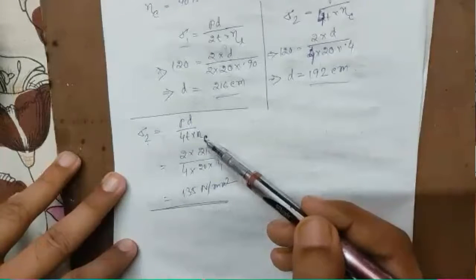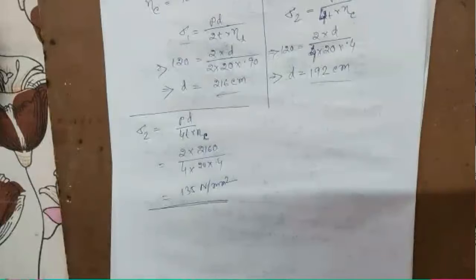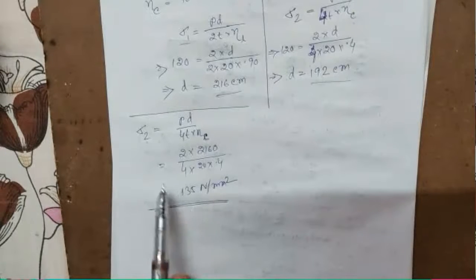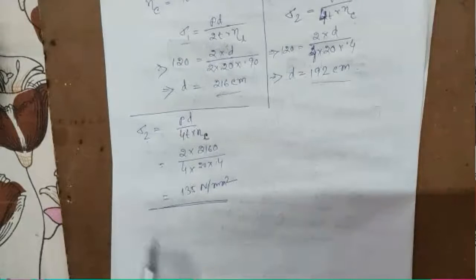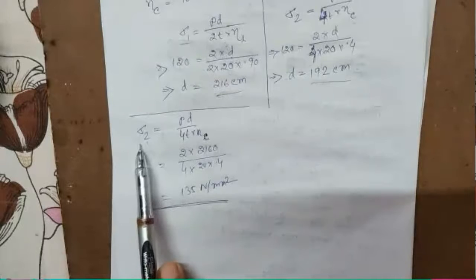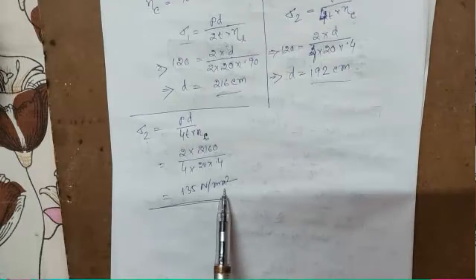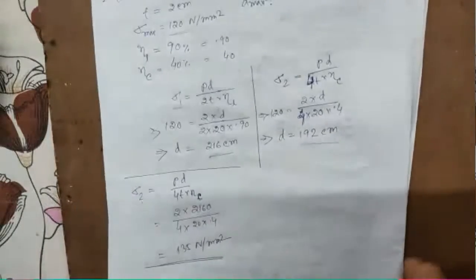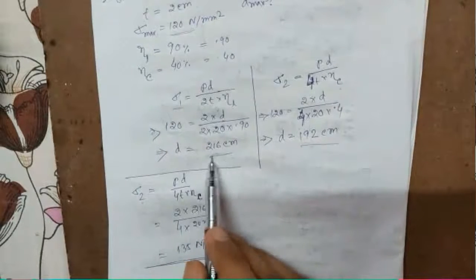So this reduction of the efficiency in case of the circumferential joint reduces the maximum value of circumferential stress. This is why we cannot use it, because if we do that, the longitudinal stress on the material will become 135 Newton per millimeter square, but the maximum stress provided here is 120 Newton per millimeter square. So this maximum diameter cannot be 216 centimeter.